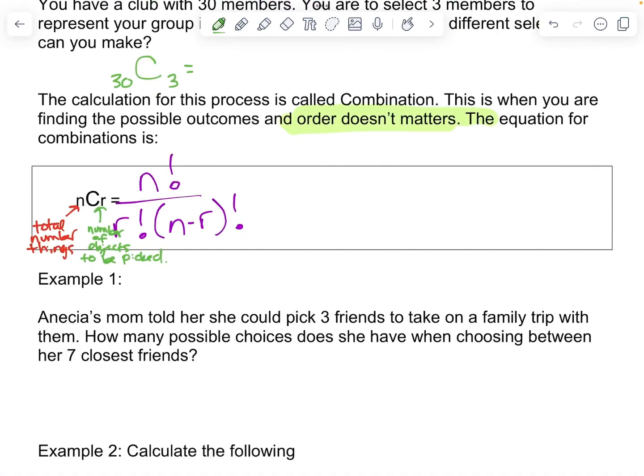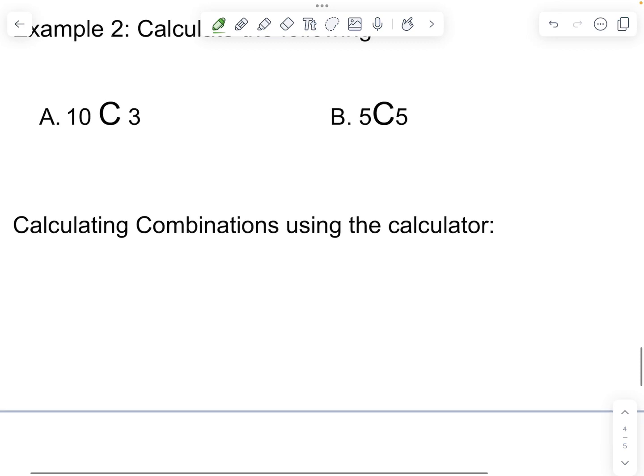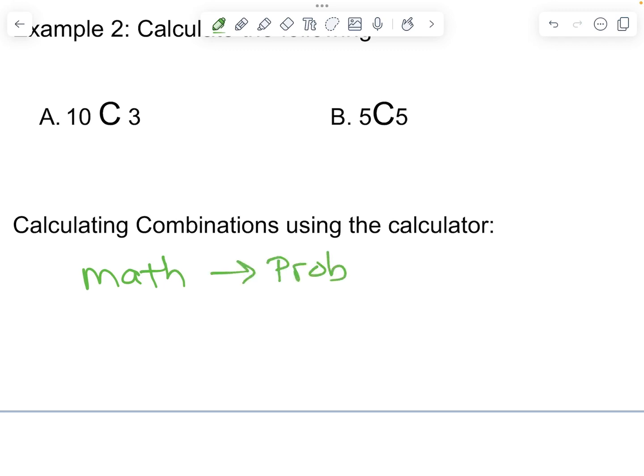And at the bottom, let's jump down to the bottom of the page and write our notes for calculating. It's going to be very similar to what we did on permutations. We're going to go math button. We're going to arrow to the right and choose probability. Then we're going to go down to nCr and press enter. We're going to edit the n and the r so that we have the numbers that we need in those places.